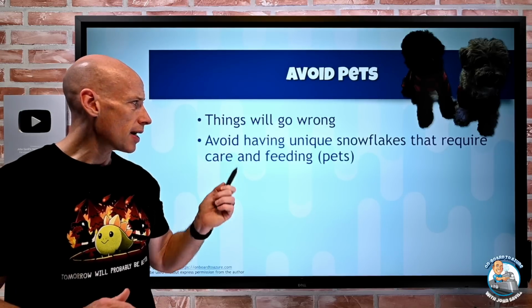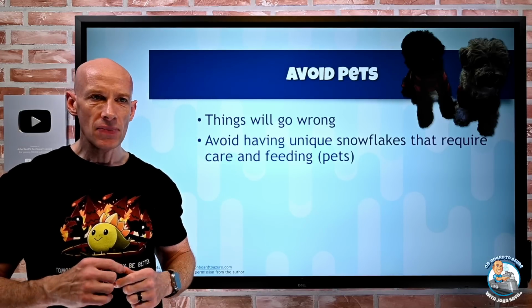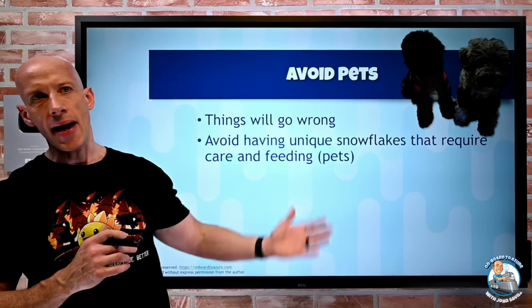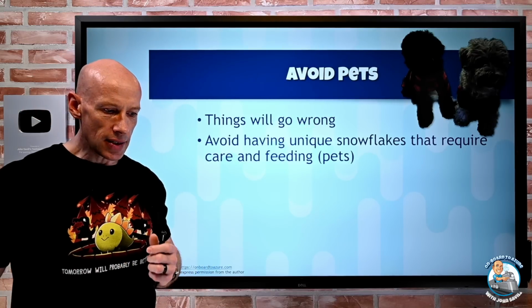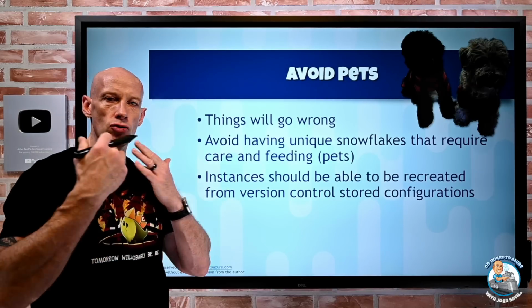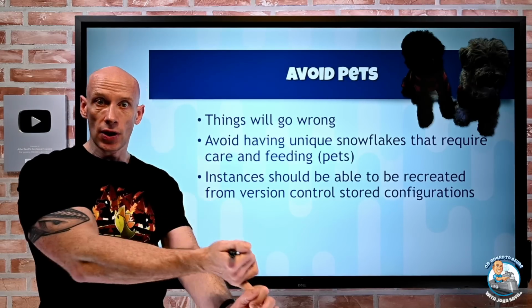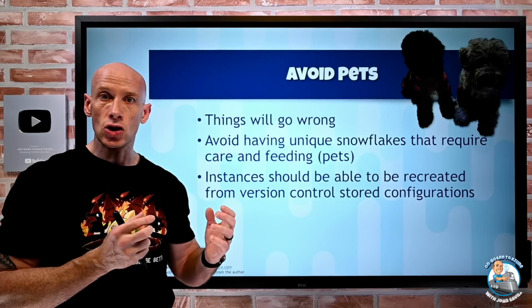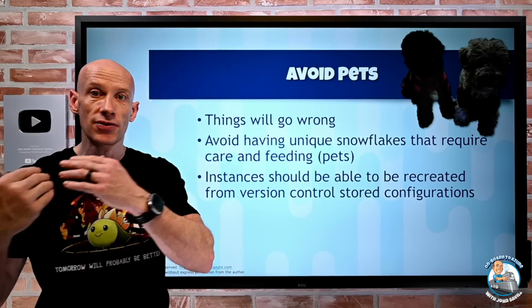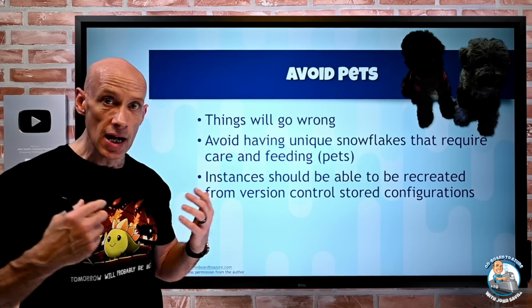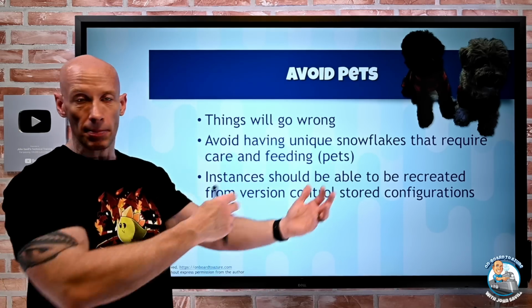I don't want some unique snowflake that requires care and feeding and attention, i.e. a pet. What I want is the idea that I can recreate anything. Everything is infrastructure as code, be it the infrastructure of the cloud. Hey, there's some ARM template or Bicep template. If it's an OS, I can use declarative technologies inside like Chef or Puppet or PowerShell DSC to set up IaaS, to set up my application.